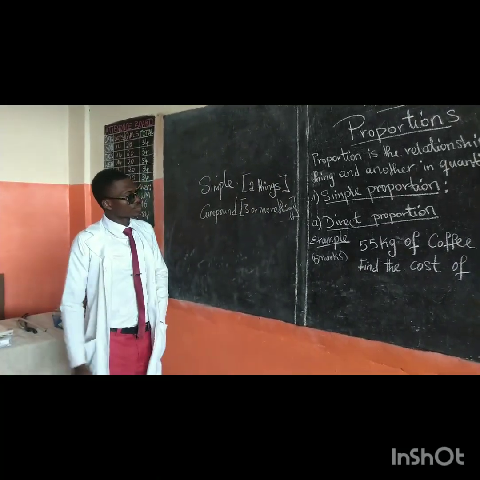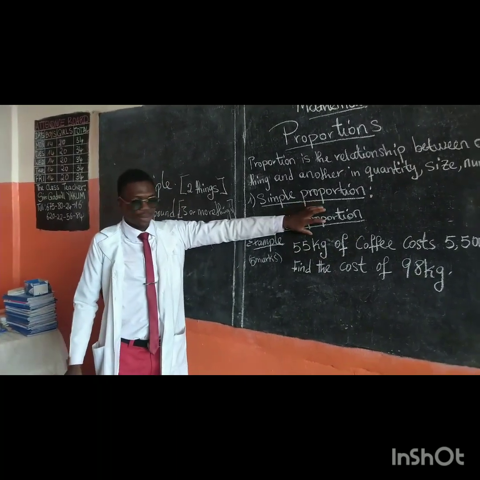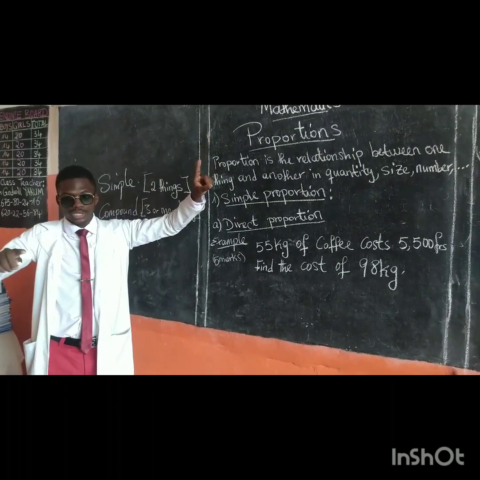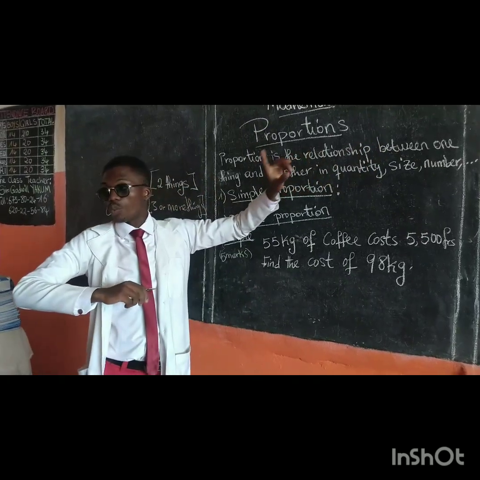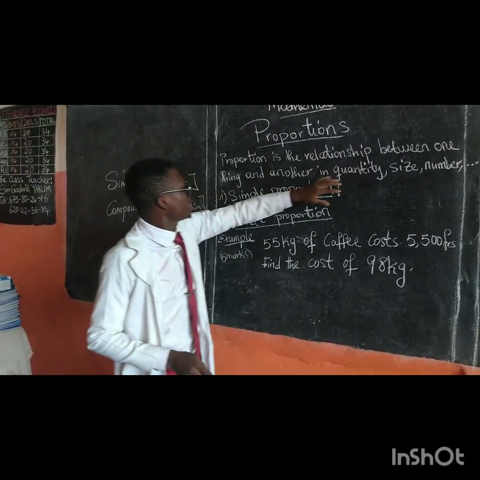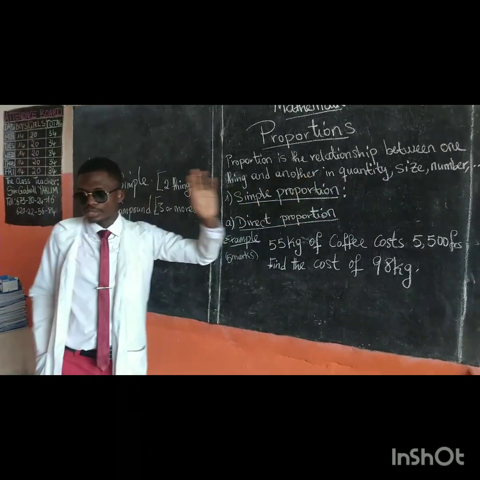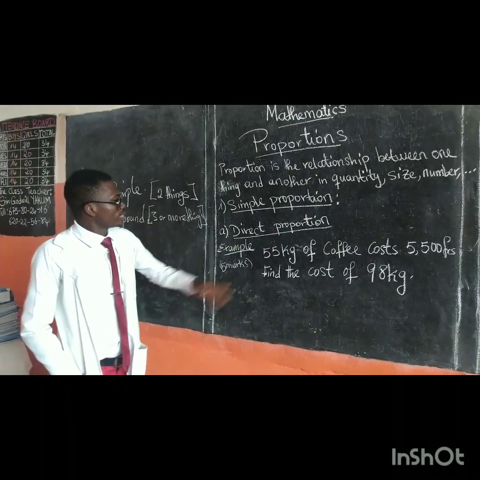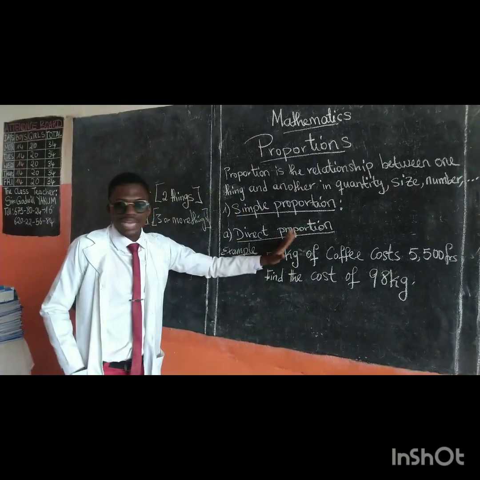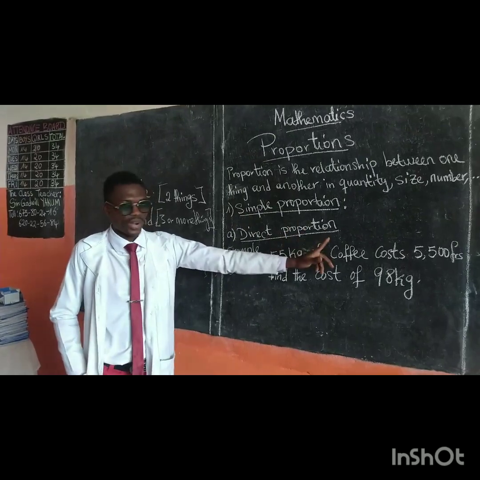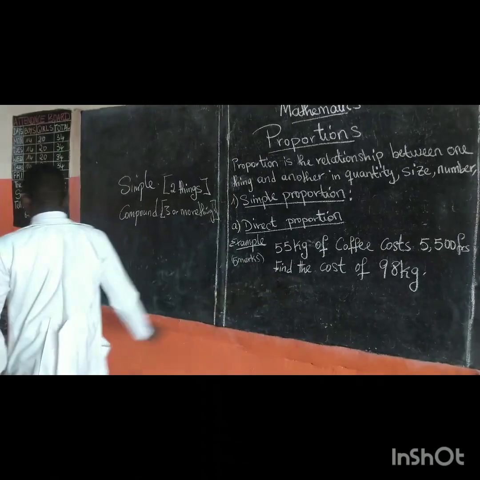For example, this is the example that we are going to be solving. In a direct proportion, when one quantity is increasing, the other quantity also increases. Remember, we said a proportion is the relationship between one thing and another, and it can be a quantity, size, or number, or even other things. Alright? Yes. And then now in direct proportion, if we are dealing with the size, it means when the size of one is increasing, the size of another one is also increasing. A good example is here. We are going to solve this.